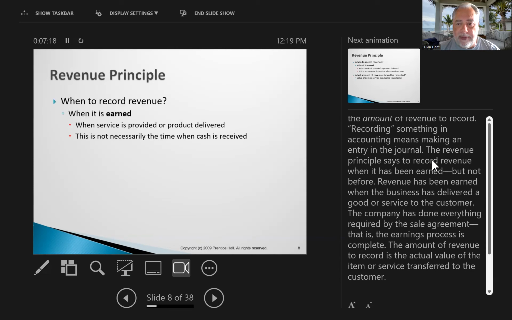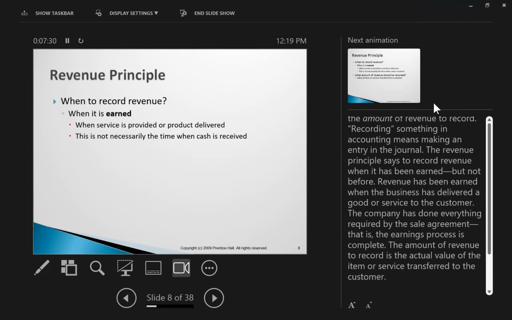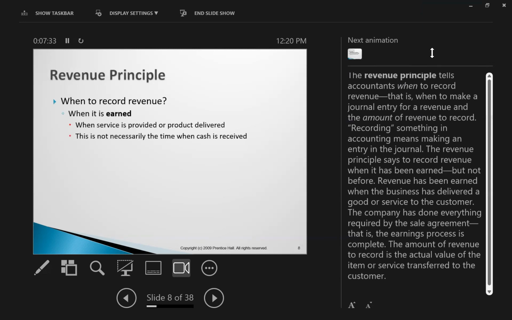When do we record revenue? We're going to record it, as I've said, well, about 100 times, when it's actually earned. It tells the accountant when to record revenue. In other words, when to make a journal entry for a revenue and the amount of the revenue to record. The revenue principle says to record revenue when it's been earned, but not before.